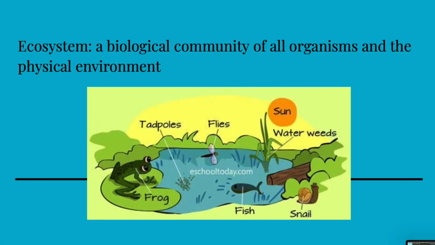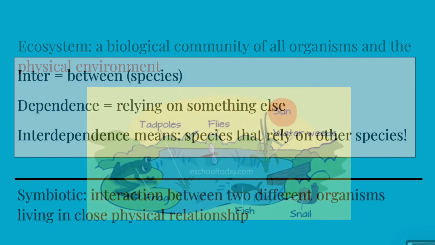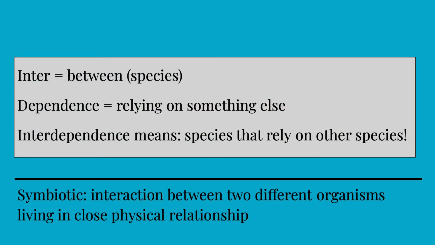An ecosystem is the biological community of all organisms and the physical environment. As you can see in the picture, many animals and plants rely on each other to live. What does interdependence mean? Well, inter is between, as in between species. Dependence means relying on something else, as in we are dependent on our parents or our guardians. Interdependence means species that rely on other species. Symbiotic relationships are interactions between two different organisms living in a harmonious relationship.